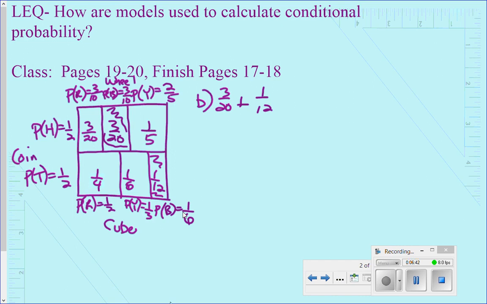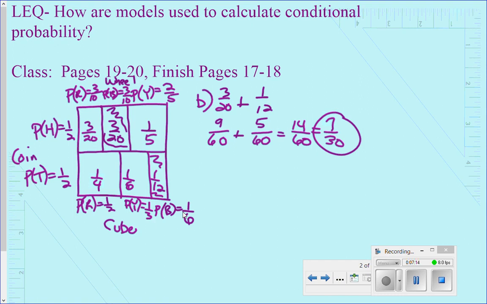And of course, I'm going to need to get a common denominator there. So our common denominator is 60ths. So 3/20 in 60ths is 9/60ths. And let's see, 1/12 would be 5/60ths. So when I add those, I'm getting 14/60ths, which simplifies to 7/30ths. So that is my answer for part B, which is the probability of winning a stuffed animal.